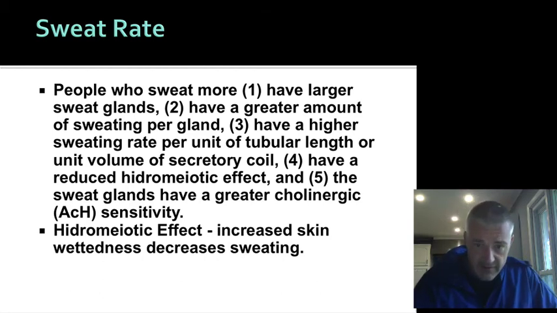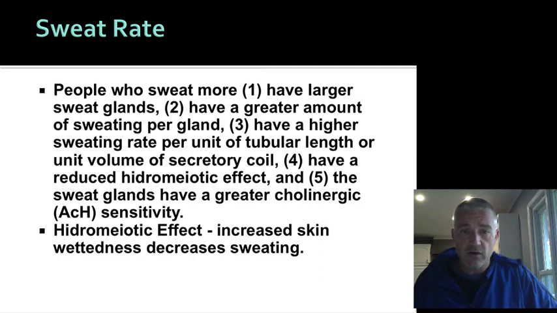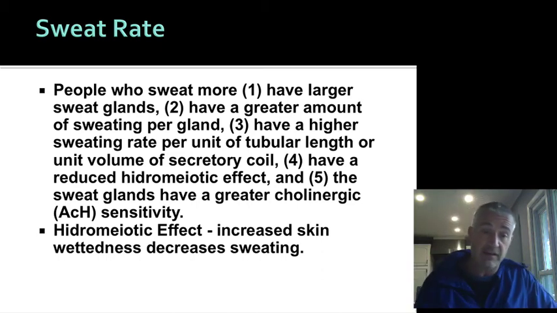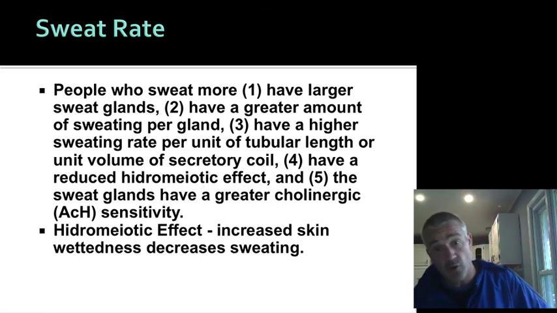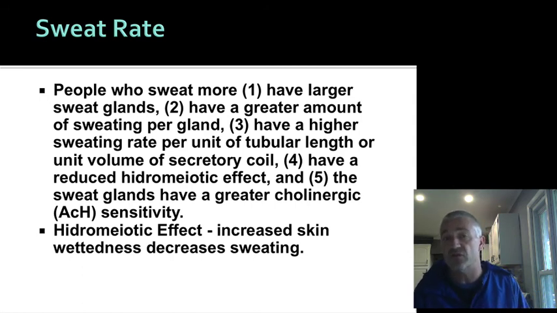So the hydromeiotic effect, again, it says at the bottom, increased skin wetness decreases sweating. People that sweat more tend not to have adapted to that yet and tend to produce more sweat at a given temperature, even though the skin's already wet. And again, the main thing on this one is if you're producing more sweat than you can evaporate, or at least way more sweat than you can evaporate, you're wasting it in reality. If the sweat is still liquid and it falls off your body, that is not doing any cooling. So we want this hydromeiotic effect, that wetness, to decrease your sweating so you're not over sweating. In reality, over sweating just means you're losing that cooling potential if the sweat is actually falling off your body.